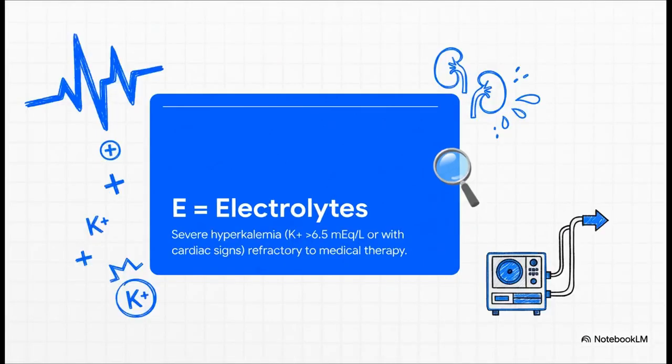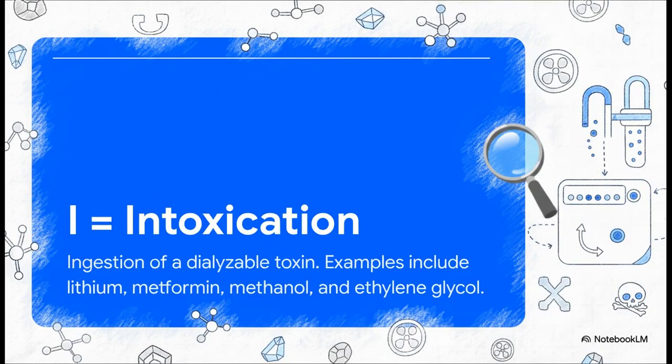Next, E is for electrolytes. And let's be honest, 99% of the time, this means potassium. We're talking severe hyperkalemia, a K plus over 6.5. Or, even scarier, EKG changes. And again, what's that magic word? Refractory. You've tried the whole stabilize, shift, eliminate strategy, and the potassium is still dangerously high. It's time for dialysis.